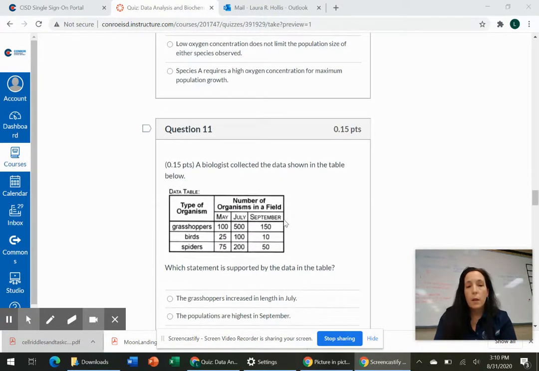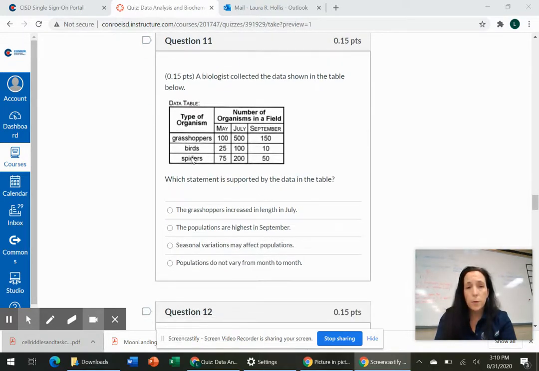Question 11. A biologist collected the data shown in the table below. So here's our data: grasshoppers, birds, spiders, and these are months, numbers of organisms. Again, this is reading just data. Which statement is supported by the data in the table? So you have to ask yourself, which one is true? So grasshoppers increased in length in July. Let's see. It doesn't even talk about length. So I don't think that's it.